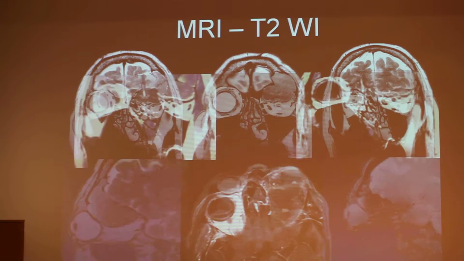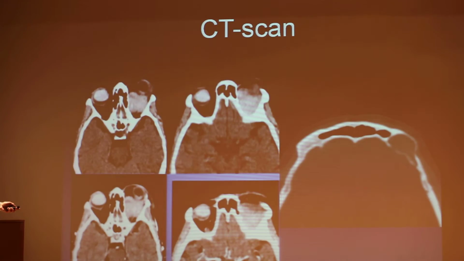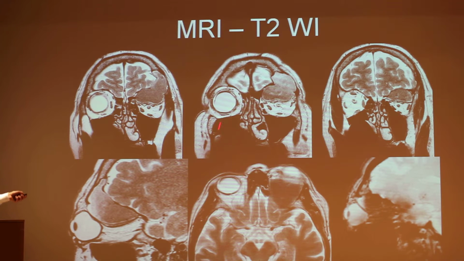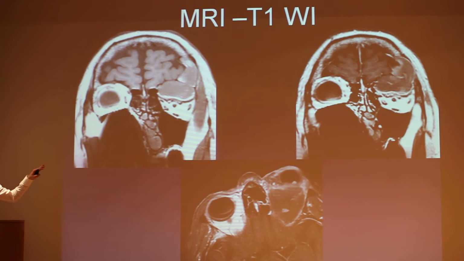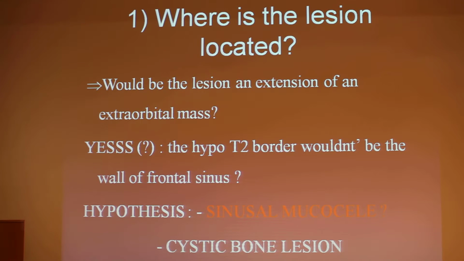The eyeball is clearly not in this direction, so I thought the lesion could be an extension of an extraorbital mass. The hypo T2 border that I saw here, I wondered if it was not like the frontal sinus wall that we could see here. So my two main hypotheses at this point were, first of all, the sinusal mucocele, and secondly, a cystic bone lesion.